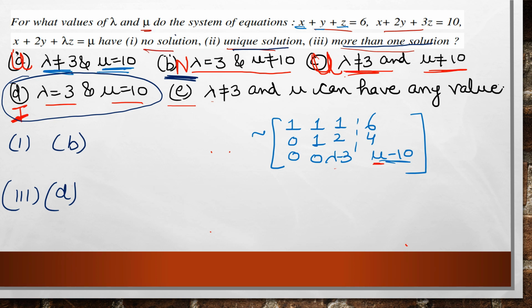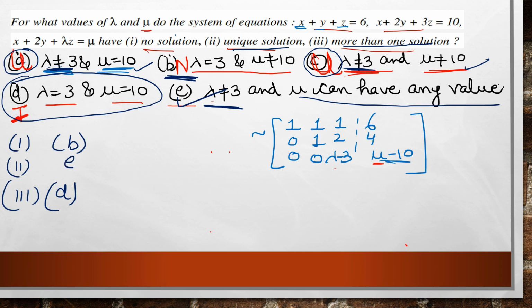Second part is asking about the unique solution. So when you are getting unique solution, in case of A and actually C also, both are giving you the unique solution. So that means here see, lambda is not equal to 3 in both the cases, but here we are taking mu equal to 10, here we are getting mu not equal to 10. That means mu is not playing any role here. Okay, so lambda should not be 3, but mu can have any value for unique solution. So that means option E is correct. Option E is correct for unique solution. Okay, fine. So this is the solution of this question.